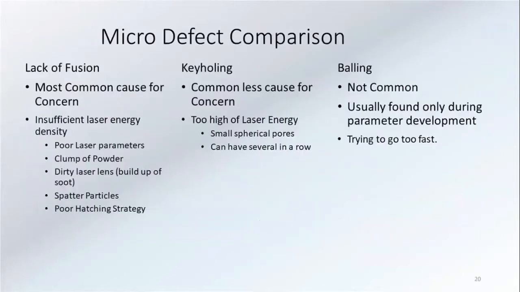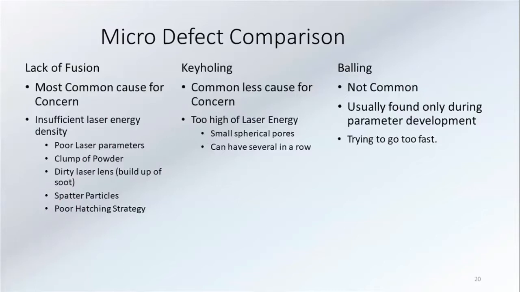So let's compare these back and forth a little bit. Lack of fusion tends to be the most common cause for concern. It's insufficient laser energy density. It could be due to a clump of powder landing on your build. You could have a dirty lens because you weren't maintaining the machine properly.